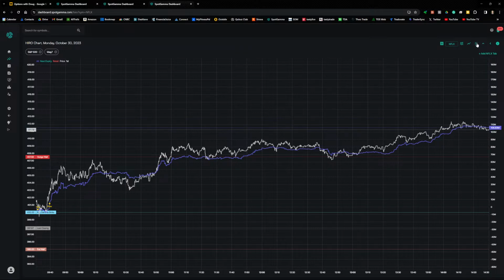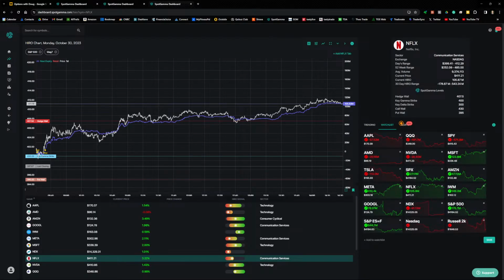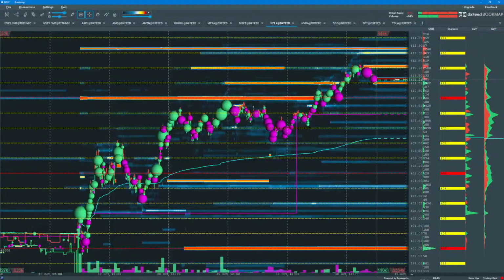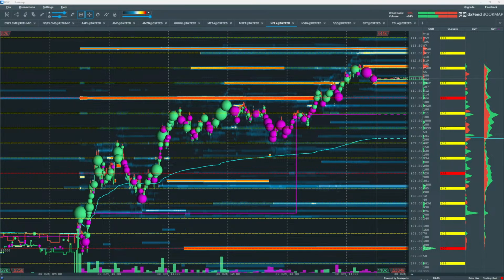All right, let's go back. Take a look at Bookmap. Again, very bullish day in Netflix. Thanks for pointing that out, Caleb. There's the 400 level. It acted as support this morning, the 400 key gamma strike. And traders have been taking positive delta positions, buying calls and selling puts.